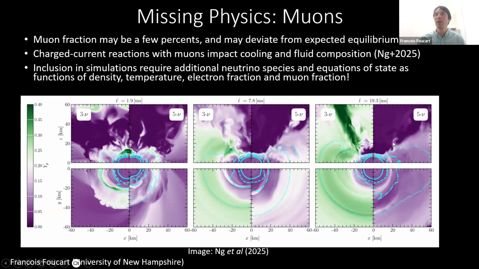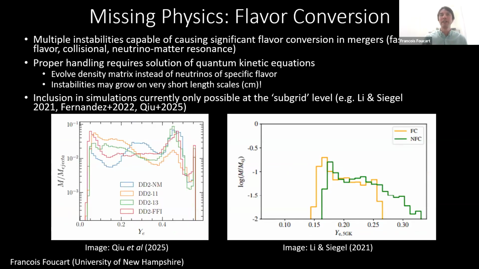And if you compare these plots to what I showed you for the difference between two moments and Monte Carlo, clearly the difference here is larger. But these are basically the only simulations that self-consistently include muon charge current reactions with an evolution of the muon fraction out of equilibrium, which is important to get these effects.